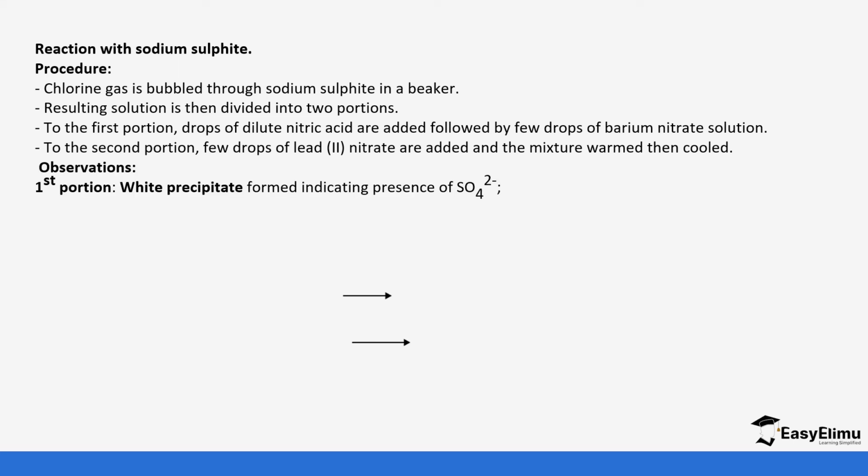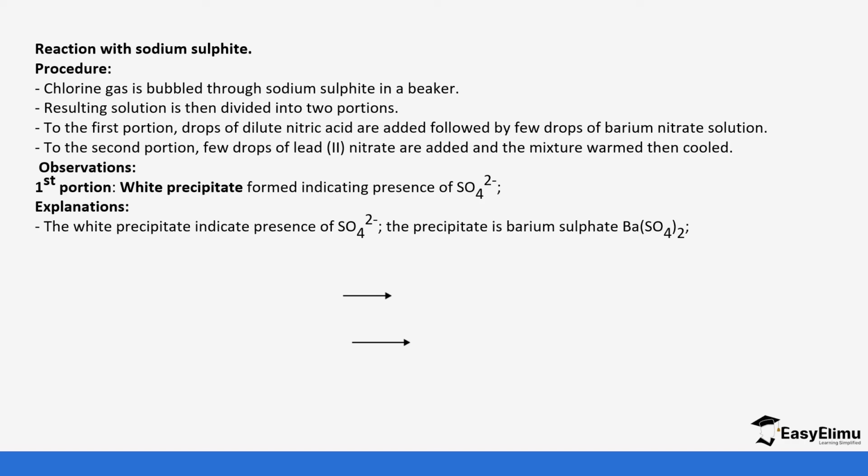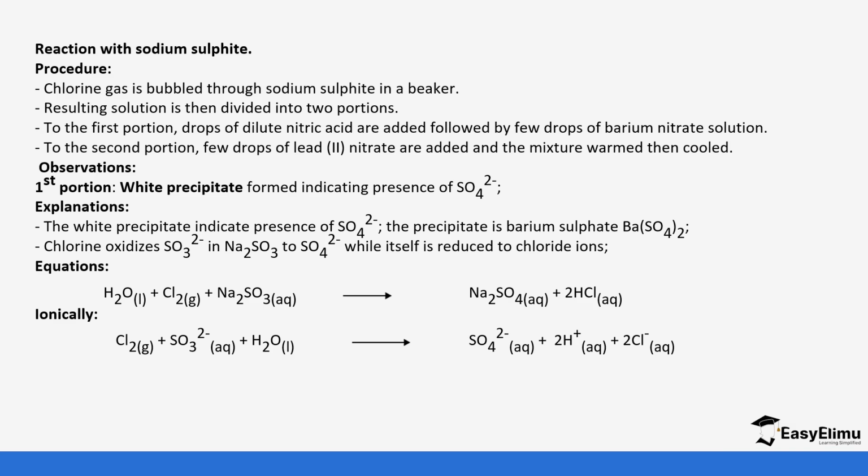When we take chlorine and bubble it into sodium sulfide, and then add dilute nitric acid followed by barium nitrate, in the first portion a white precipitate is formed due to the presence of sulfate. We start with sulfite ions, so the chlorine gas must have oxidized the sulfite ions to sulfate. Dilute nitric acid is added, followed by barium nitrate, so the barium ions react with the sulfate in the solution to form barium sulfate. The white precipitate usually indicates the presence of sulfate ions. As we said, chlorine oxidizes the sulfite ions to sulfate, and itself is reduced to chloride ions. So water plus chlorine plus sodium sulfite forms sodium sulfate and hydrochloric acid in the first reaction where we add chlorine to sodium sulfite, don't forget.